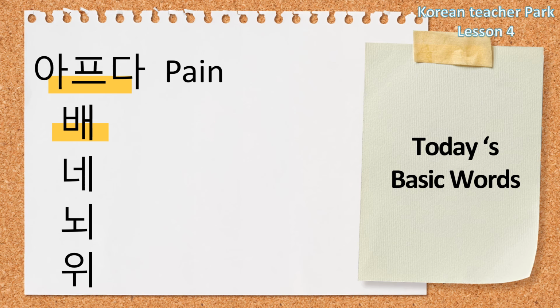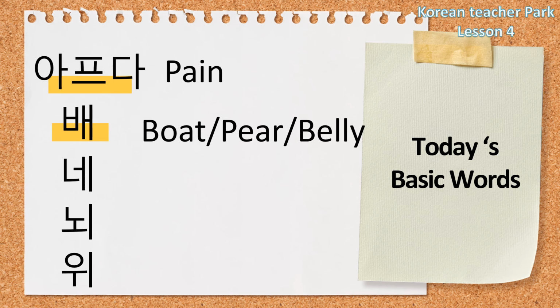Second, how to read. 배, right? What means 배? It means 3 means in Korean. First, boat, and we eat pear, and my belly, so 3 means in 배.